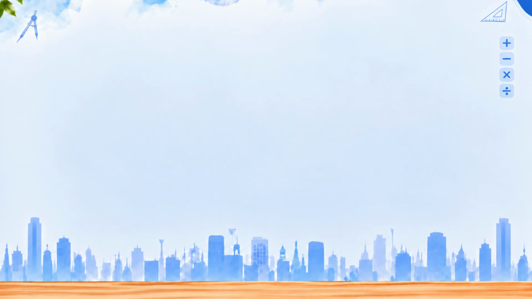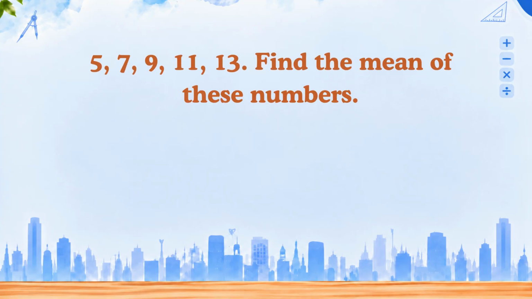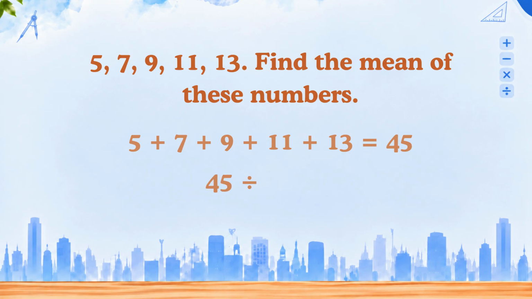Let's try question 3. 5, 7, 9, 11, 13. Find the mean of these numbers. So for this one, we have to do 5 plus 7 plus 9 plus 11 plus 13, which equals 45. Then we do 45 divided by 5, which is the number of values.